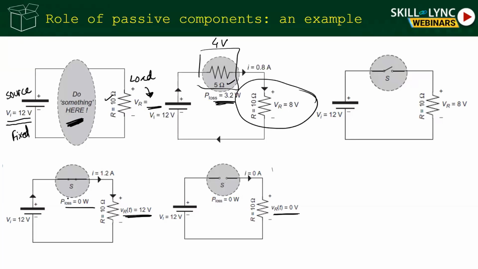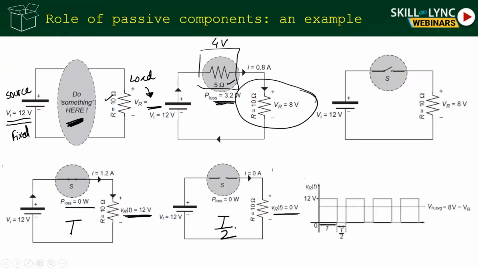So if you properly time these switching on and switching off actions, for example, if I switch it on for a time equal to t, and off for a time equal to t by 2, this is not the period, this is just a time that I'm taking. So you get a waveform like this, right? For a time duration, let us call it t naught, the switch is on, which means that the voltage across the load is 12 volts. And for a duration equal to t naught by 2, the switch is off, which means that the voltage across the load is 0. And you do it periodically.